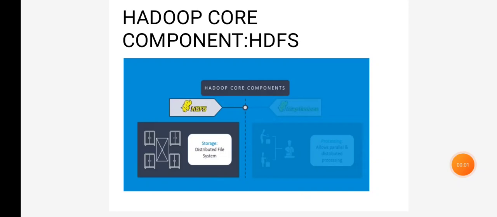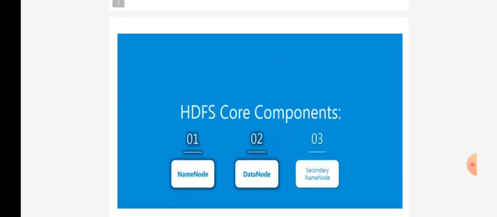Good morning. Next topic is Hadoop core components. That means the Hadoop distributed file system. What are the core components present in that? Talking about the core components, we are basically having three components. The first one is the name node. The second one is the data node, and the third one is the secondary name node.